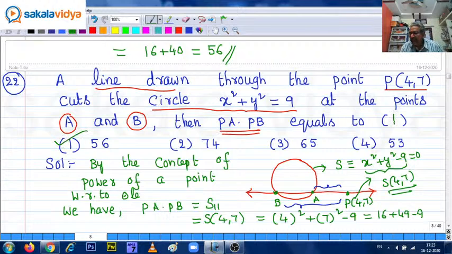We have a very lengthy method if you use the parametric equations of a line and substitute in the circle; we get a quadratic equation. In a quadratic equation, PA into PB indicates the product of the roots. So that takes very long. Using the concept, this problem is easily cracked, just only substitution.